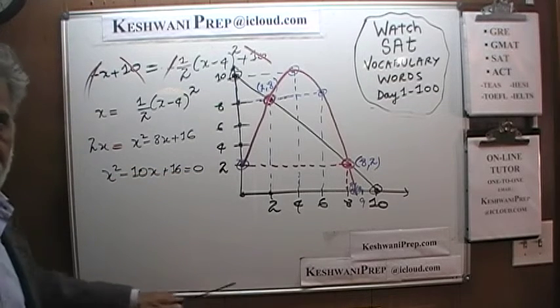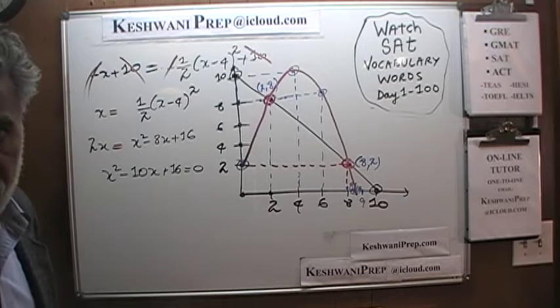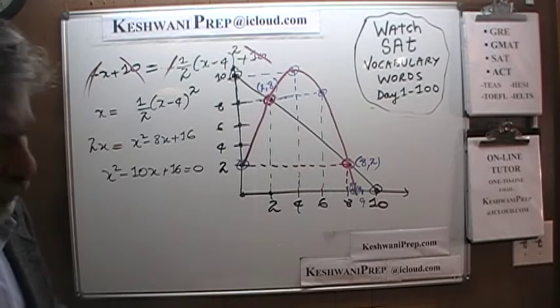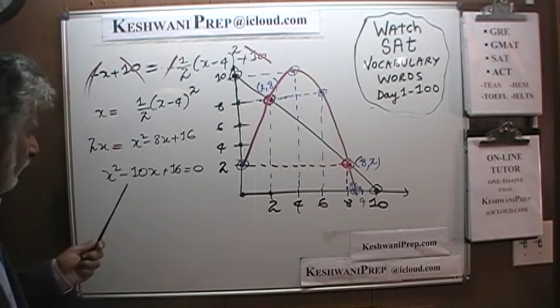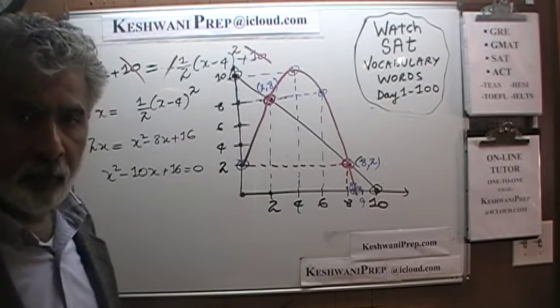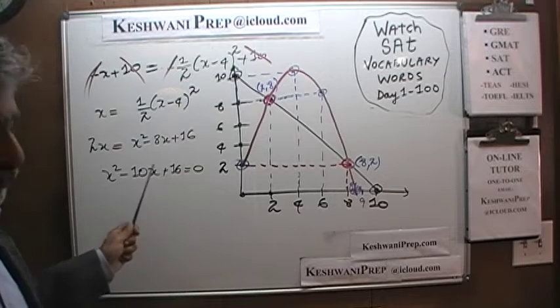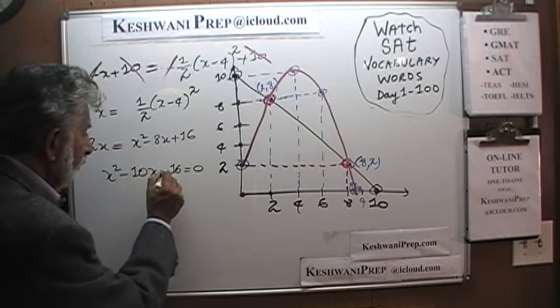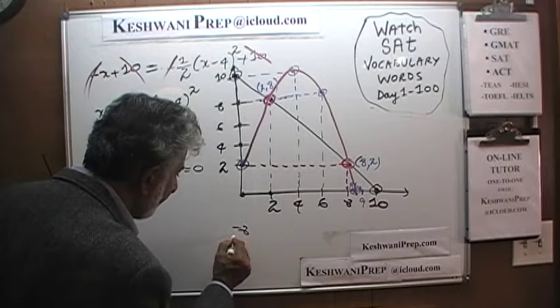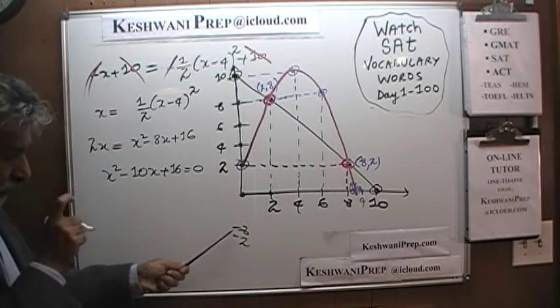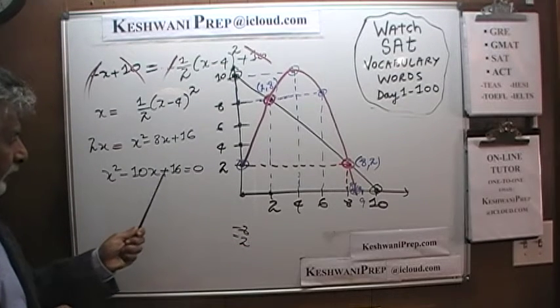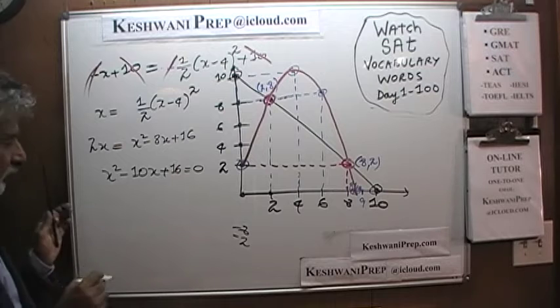And we simply have to solve this simple quadratic equation through factorization or through the quadratic formula, whatever you prefer. I'm going to factorize it. We're looking for two numbers such that their sum is negative 10 and their product is positive 16. And two such numbers are negative 8 and negative 2. Negative 8 and negative 2, when added together, give us negative 10. And when we multiply them, we get positive 16.